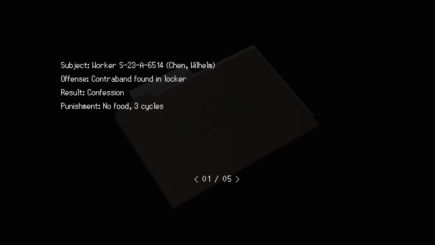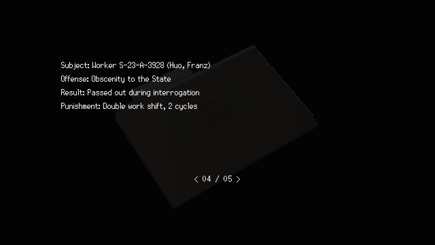Interrogation report. Subject, worker S23A6514 Chin Wilhelm. Offense, contraband found in locker. Result, confession, no food, 3 cycles. Worker S23A3054 Wong Michelia. Illegal use of radio. Confession. ISO. 2 cycles. Worker S23A4952 Wong Wolfgang. Illegal use of radio. Expired during interrogation. None. Worker S23A3928 Huo Franz. Obscenity to the state. Passed out during interrogation. Double work shift. 2 cycles. Worker S23A7331 Huang Emily, trespassing, expired during interrogation, none.